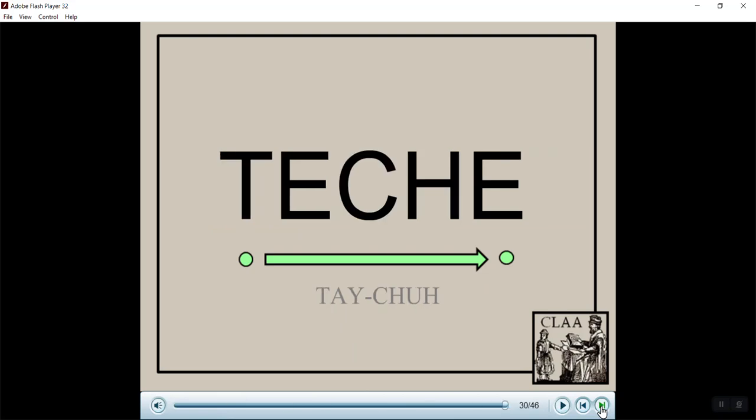Here's a Middle English word with a long E, but it's written with only 1 E. This word also has a final E. Let's read it together. Techa, techa, techa. Do you hear the long E? Techa, techa.